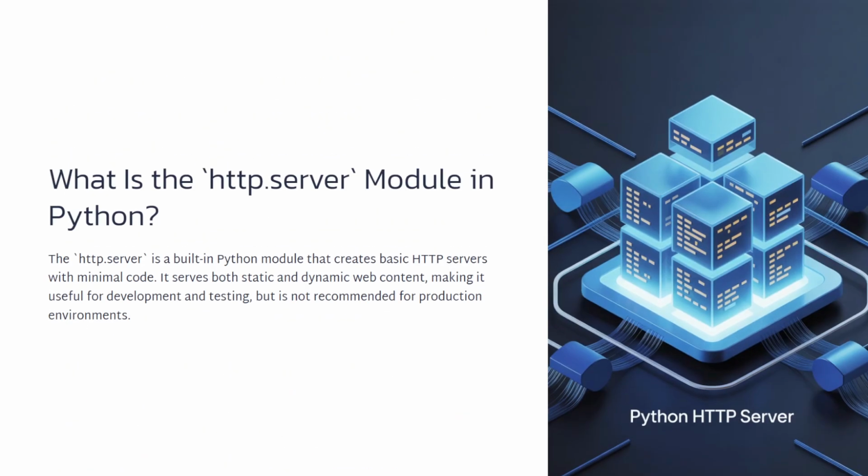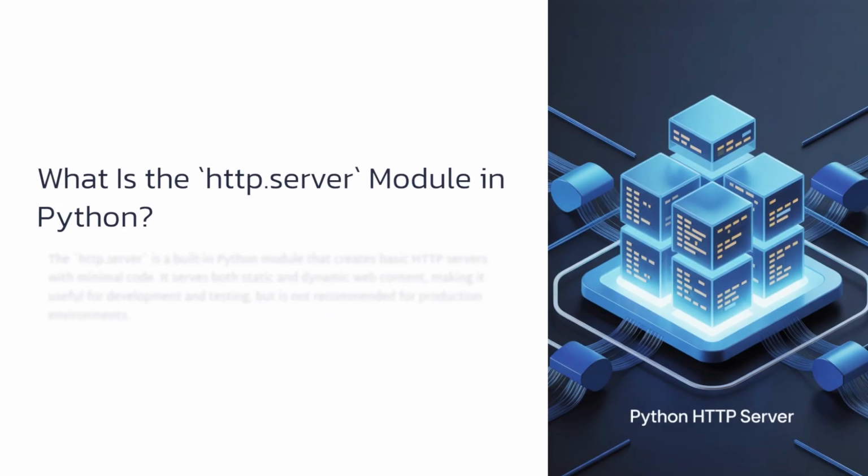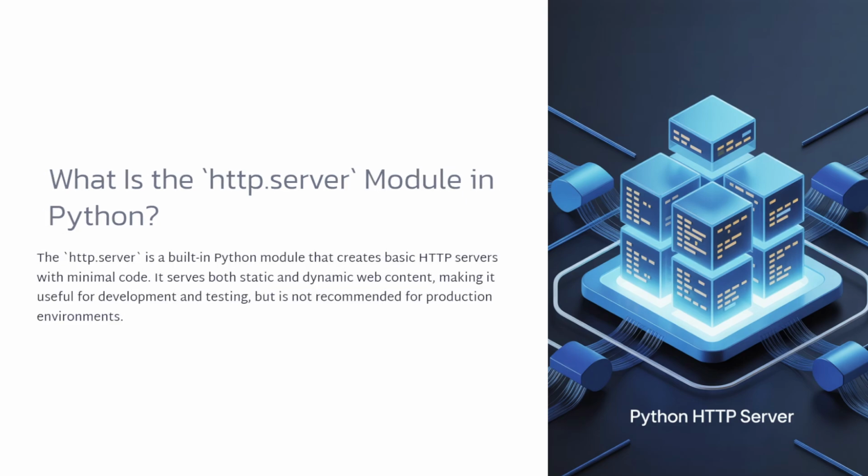So in this video we are going to understand what the http.server module is in Python. The http.server is a built-in Python module that creates basic HTTP servers with minimal code. It serves both static and dynamic web content, making it useful for development and also testing, but it is not recommended for production environments. So what are the key features and usage of this?